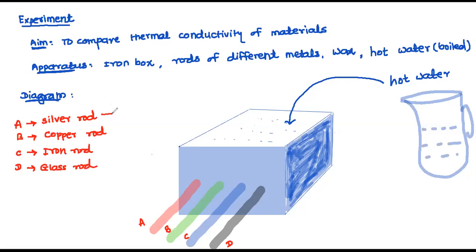Let us suppose this one, as it is silver, I am writing as Ka. This one is having conductivity Kb. This one is having conductivity Kc, and this one is having thermal conductivity Kd. But you can write silver as Ag, copper for Cu, iron for Fe, and glass as G also. Denotations don't matter, you can denote according to your convenience.